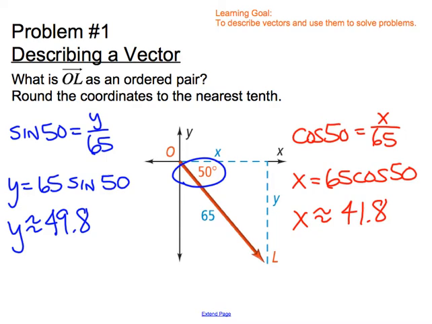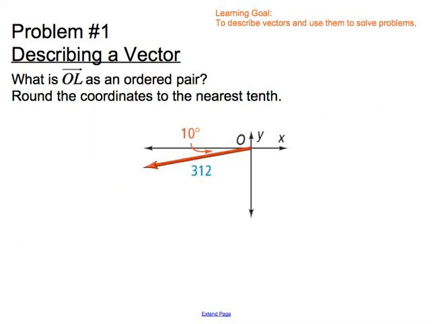So we want to write OL as an ordered pair. We're going to want to use the special brackets. We want the x coordinate. So since x is going to the right, we use the positive value, so 41.8 for our x. And since the length of y is 49.8, but it is below the x-axis, we want to use the negative value, so negative 49.8. And close those brackets. So let's try another question of that same type.